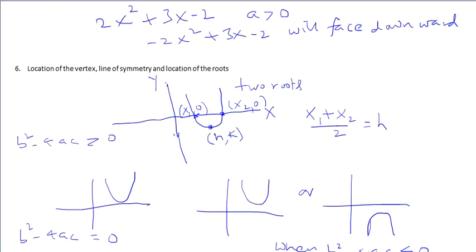Okay, so you also need to have a sense of where the location of the vertex and the line of symmetry are. So in this parabola, the two roots are x1 and x2. That is where the parabola meets the x-axis. And what's the value of y at those points? That would be 0. You can see why it's 0, right?